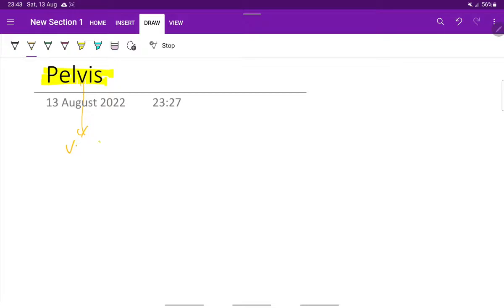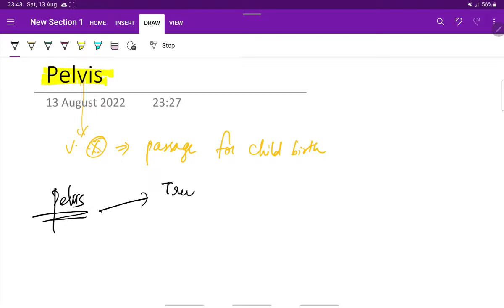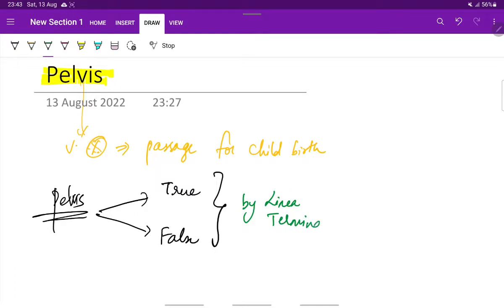Firstly, as we all know, the pelvis is a very important structure which forms the passage for childbirth. The pelvis is divided into two parts, the true pelvis and the false pelvis. This division is by the linea terminalis. We will see what the linea terminalis is a little later. So, the linea terminalis divides the pelvis into the true pelvis and the false pelvis.